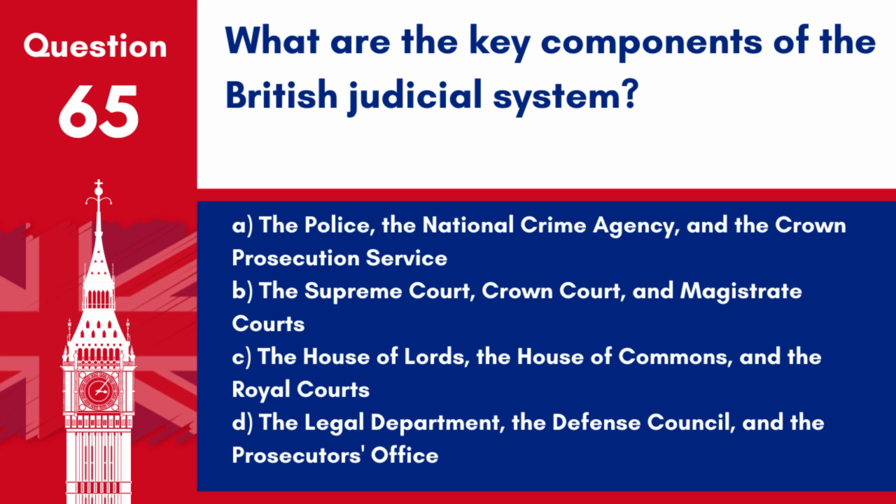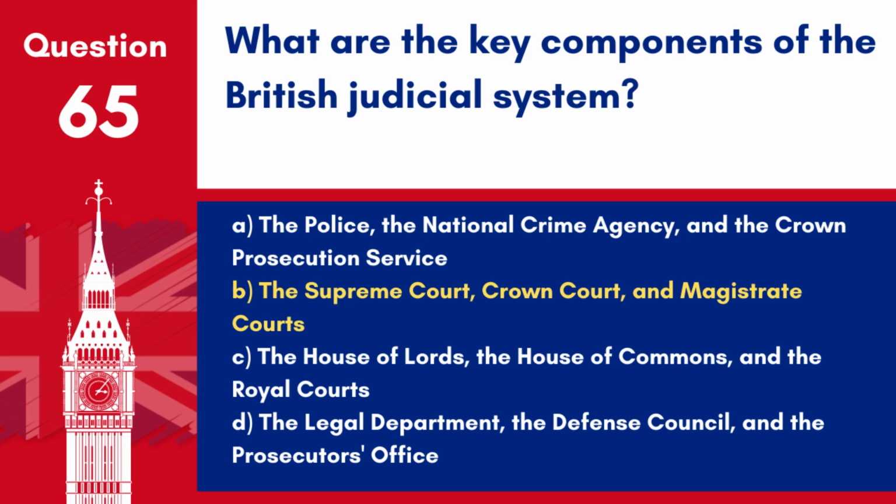Question 65. What are the key components of the British judicial system? A. The police, the National Crime Agency, and the Crown Prosecution Service. B. The Supreme Court, Crown Court, and Magistrate Courts. C. The House of Lords, the House of Commons, and the Royal Courts. D. The Legal Department, the Defence Counsel, and the Prosecutor's Office.